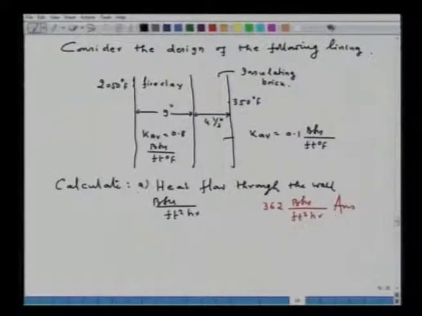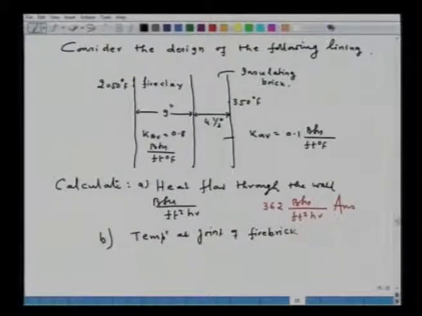This is A. B, calculate the temperature at the joint of fire brick and insulation. The answer for this part will be T1, that will be equal to 1664 degree Fahrenheit.